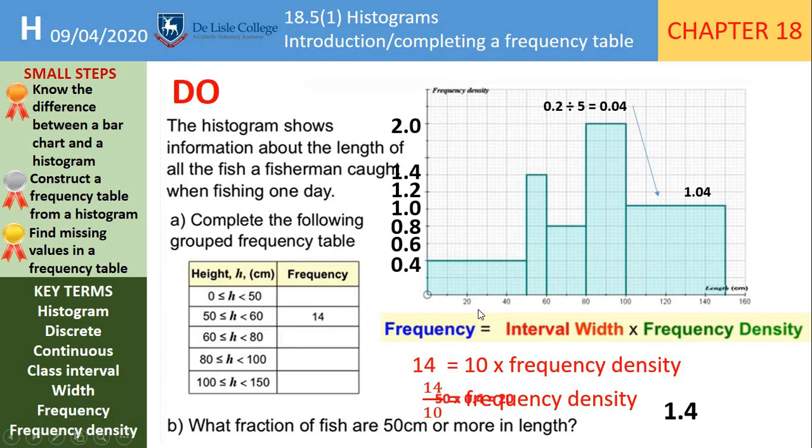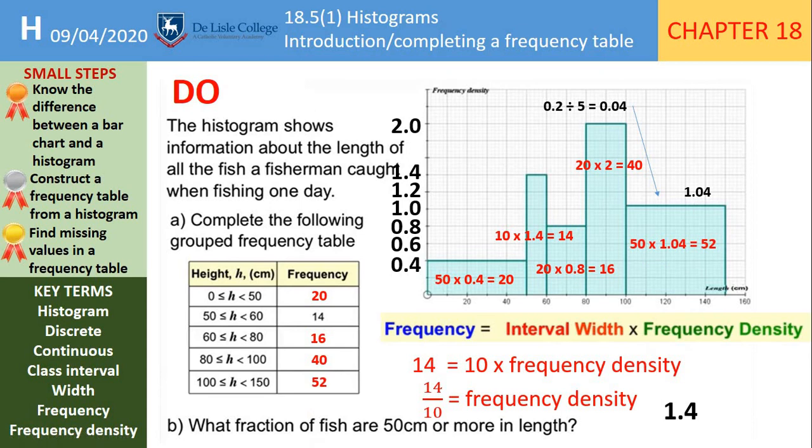Now it's easy to fill in the table. For the first one, 50 multiplied by 0.4 gives the first frequency of 20. For the third bar, 20 multiplied by the height of 0.8 gives us a frequency of 16. For the fourth bar, 20 as the width multiplied by a height of 2 gives us 40. And for the final bar, 100 to 150 gives us a width of 50 multiplied by 1.04 gives us a frequency of 52.